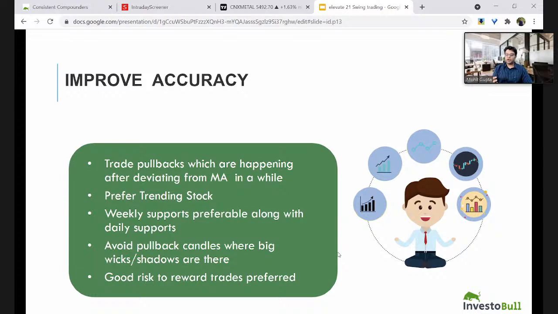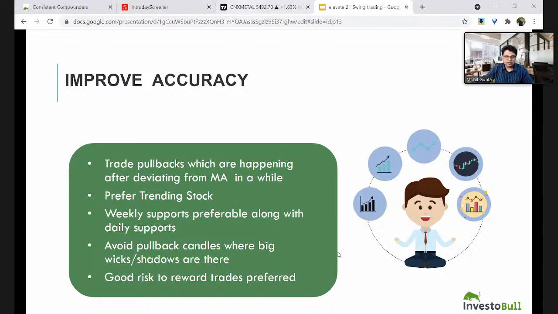Now, a couple of points before we start the Q&A session, to improve accuracy. These are some observations, again from my personal experience. You have to trade pullbacks which are happening after deviating from the MA for a while.